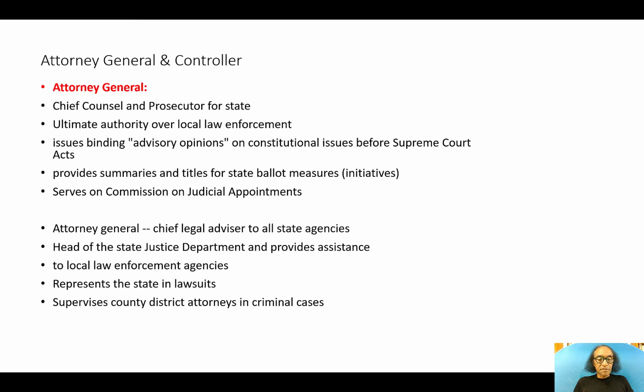Again, the Attorney General is the chief legal advisor to all state agencies, so if there is a question of law for any state agency, they can get free advice from the Attorney General's office, and ultimately also representation if they should be embroiled in some kind of legal problem. The Attorney General is the head of the State Justice Department and provides assistance to law enforcement agencies, represents the state in civil lawsuits as well, not just simply in criminal matters, and supervises county district attorneys in criminal cases.